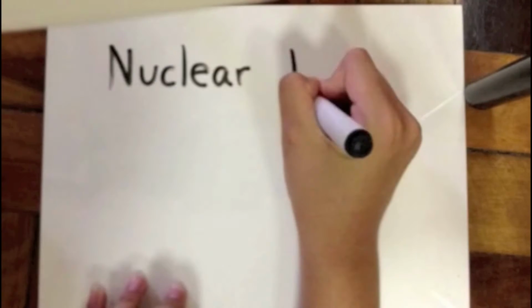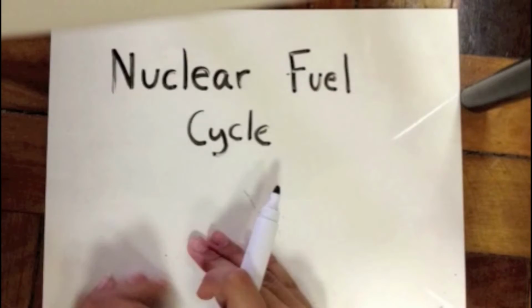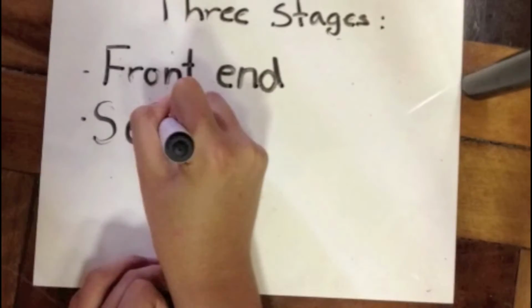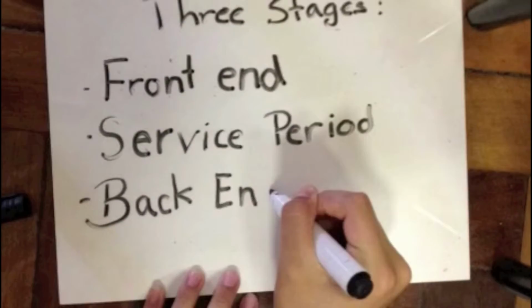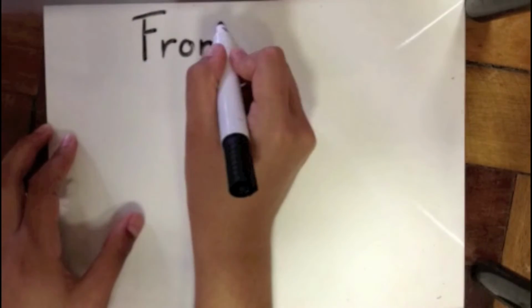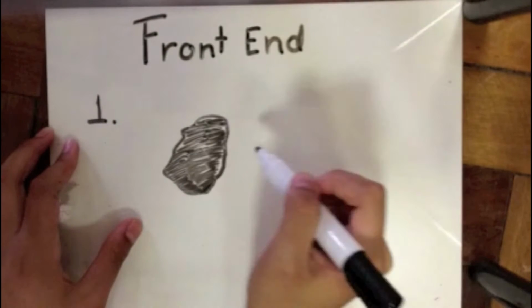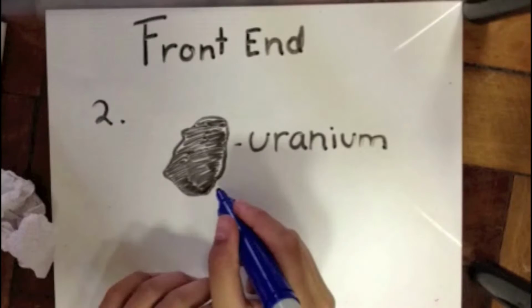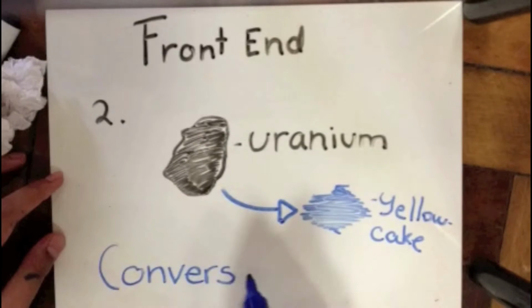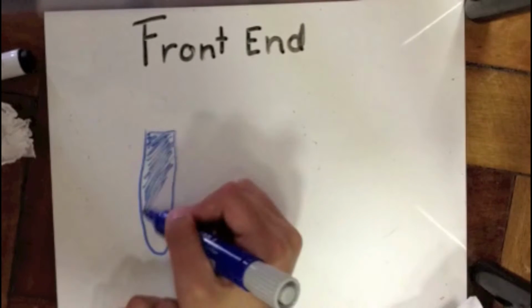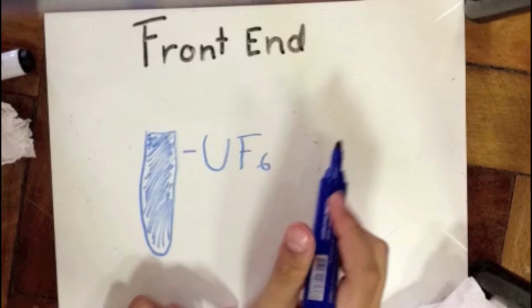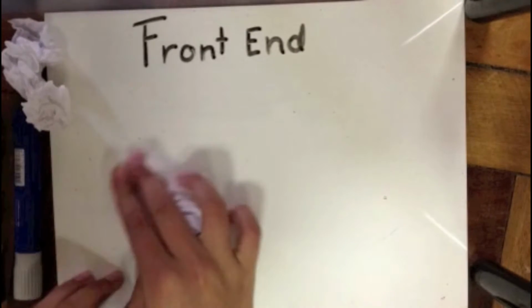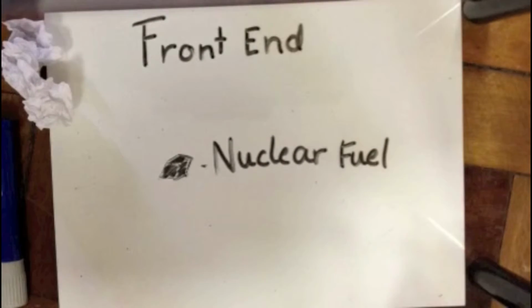First, we'll talk a bit about the nuclear fuel cycle. There are three different stages of the nuclear fuel cycle: the front end, the service period, and the back end. So let's begin with the front end. The front end is a stage that prepares the fuel. It all starts with uranium ore, the principal raw material of nuclear fuel. Then, uranium is transported to a conversion plant in the form of yellow cake. Later on, uranium hexafluoride, or UF6, is used in enrichment of the fuel, which yields the nuclear fuel, a compact, inert, insoluble solid.